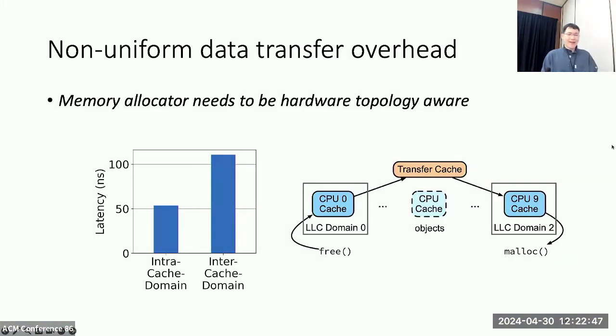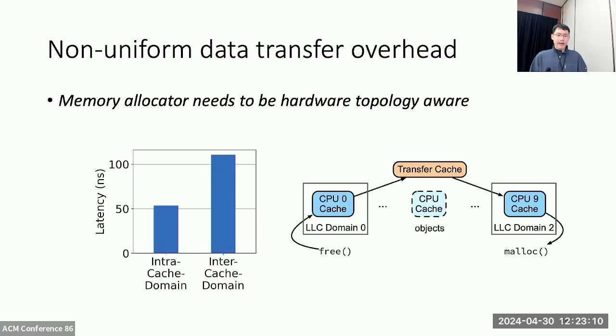Thanks everyone. And although TC-Malloc itself is a user space memory allocator, it still needs to accommodate the hardware cache topology to achieve the desired performance. The left figure shows the core-to-core access latency on a production platform with multiple last level cache domains. And we can see that the inter-cache domain access latency is 2 times of the intra-cache domain access latency.